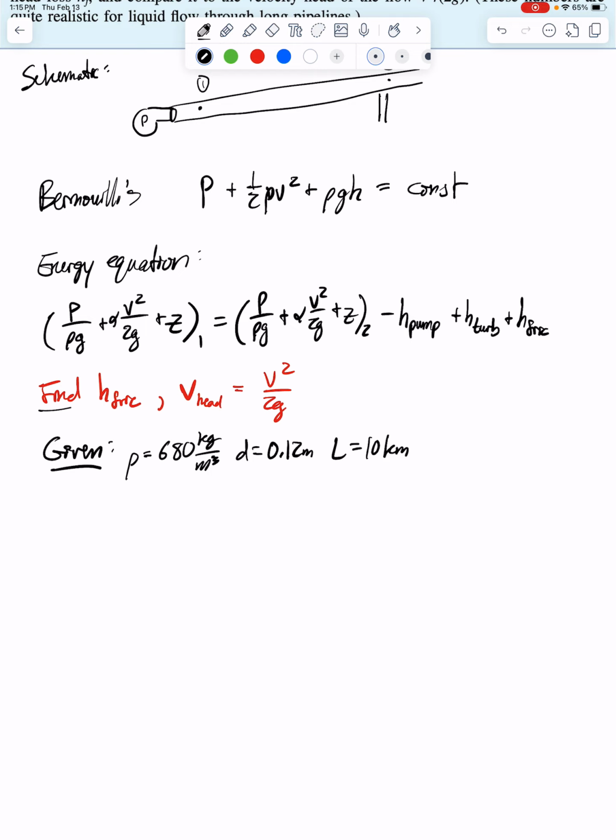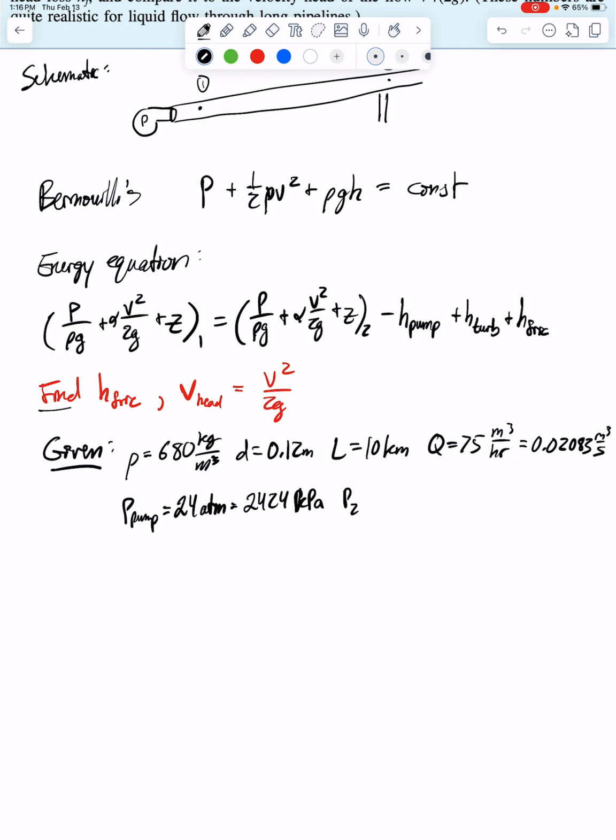We're given the volumetric flow rate, 75 cubic meters per hour. If we want to convert to cubic meters per second, we divide by 3,600, which gives us 0.02083 cubic meters per second. We're told that the pressure at the inlet given by the pump is equal to 24 atmospheres. 1 atmosphere is 101 kilopascals. Therefore, we have pressure by the pump is 2,424 kilopascals.